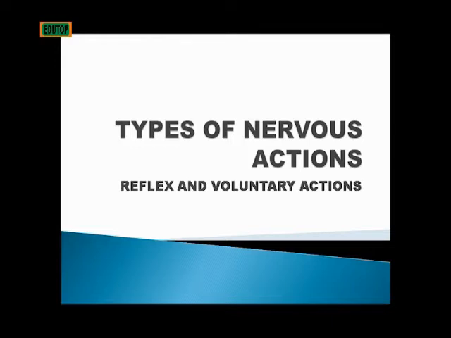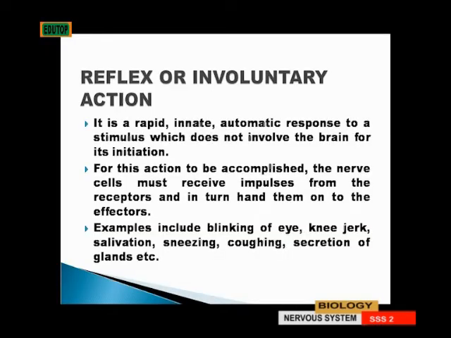transmits an impulse. We'll be talking about the types of nervous action, and basically we're talking about the reflex and the voluntary action. First, the reflex or involuntary action. Reflex action is an involuntary action, a rapid, innate, automatic response to a stimulus which does not involve the brain for its initiation. You don't think about it. When I say innate, it is inborn. It is just natural with you. You don't think about it before you do it. That is what is called a reflex or an involuntary action.